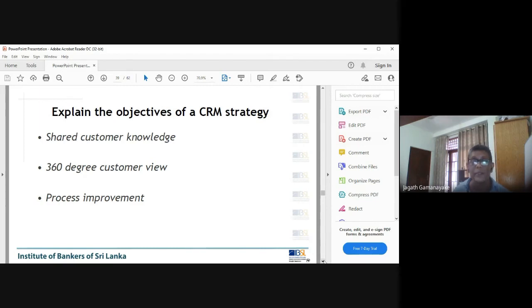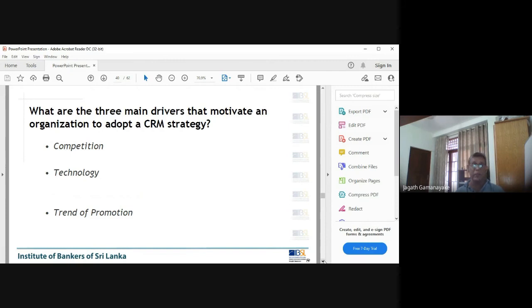Now let's look at the other aspects. What are the three main drivers that motivate an organization to adopt a CRM strategy? What are the motives? As explained in detail, the first is competition. How do you do something better than your competitor? You make use of CRM strategy. Remember, we discussed the solutions today that can be given from CRM, added values, augmenting competitive advantage. Everything can be copied, so if you can do something different from your competitor, CRM comes to the solution.